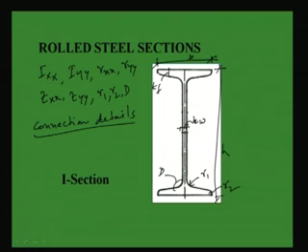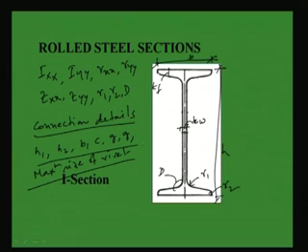Say for ISMB 550, the values have been given, like H1. You will see in connection detail H1, H2, B1, C, G, G1, right, and also maximum size of rivet. So, all this you will get in a tabular form. What is H1 and H2? This will be the H2 and this will be the H1, right.